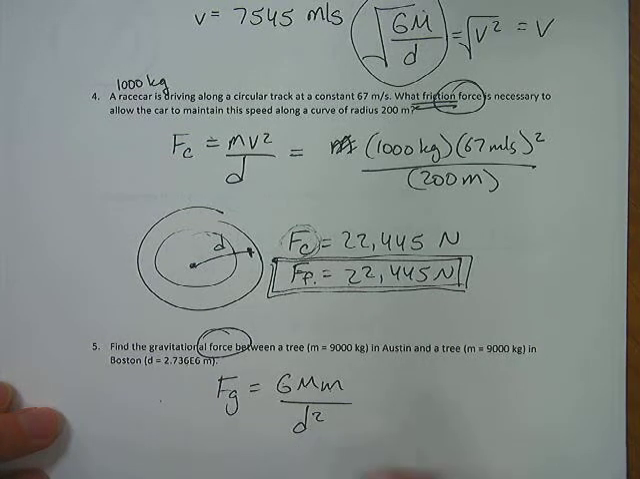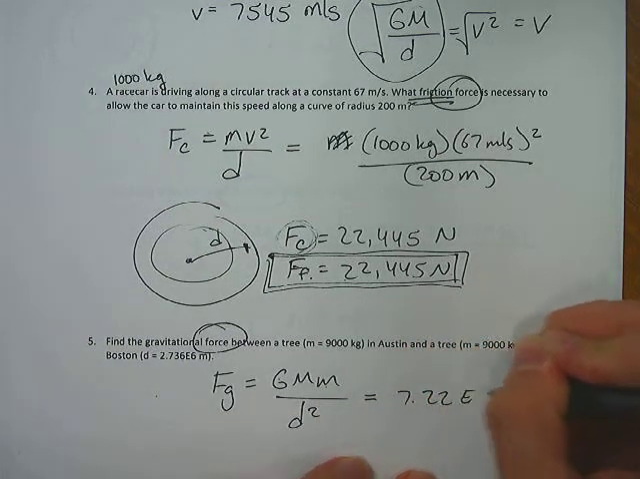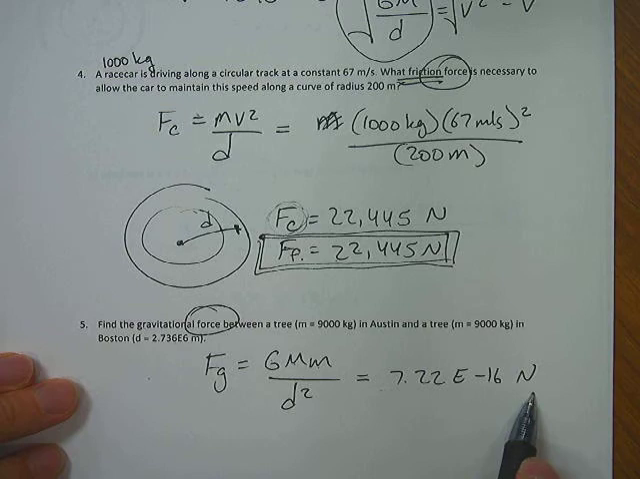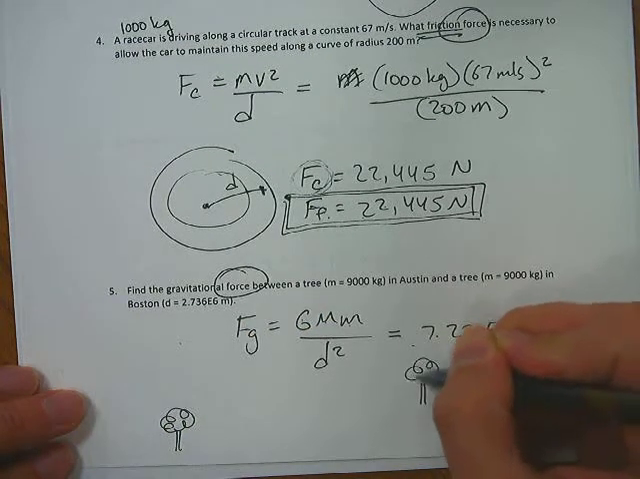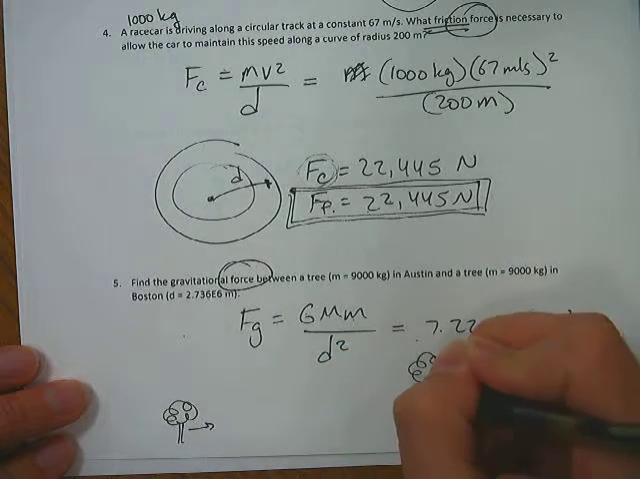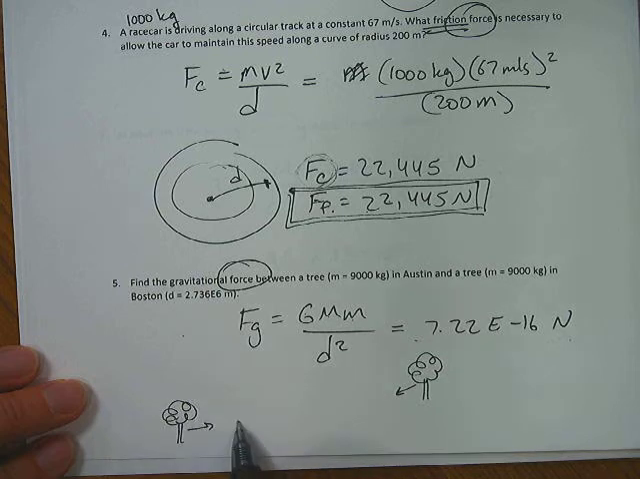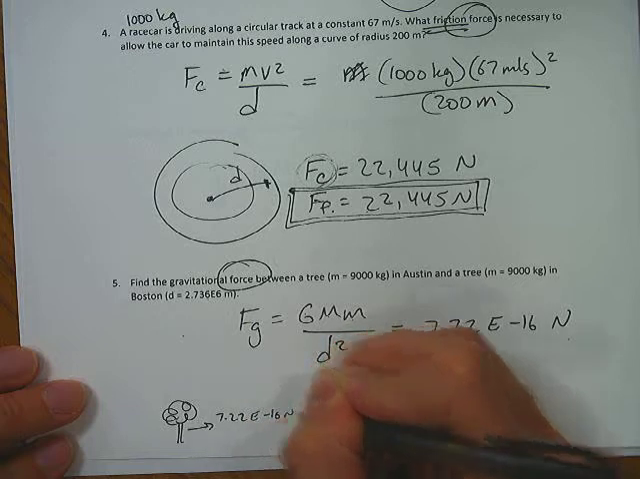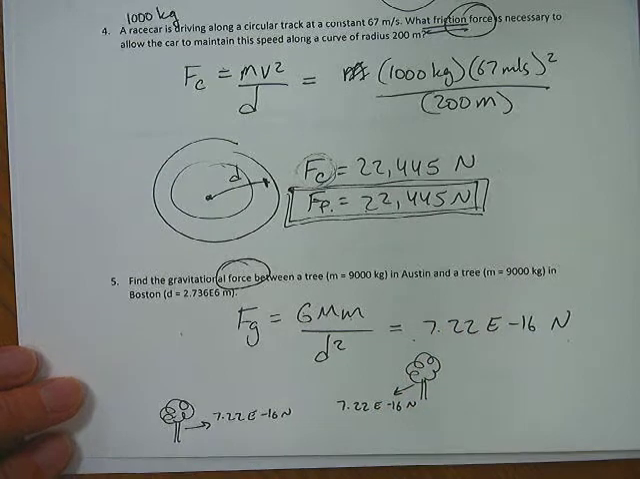We take our constant, 6.674 e negative 11. We times it by the mass of the first object times the mass of the second. Don't worry about which is bigger. It's both 9,000. Which should I put in which spot? It doesn't matter at all, because 9,000 times 9,000 is the same as 9,000 times 9,000. And then you divide by 2.736 E6 squared, and you get 7.22 E negative 16 newtons. A tiny force.